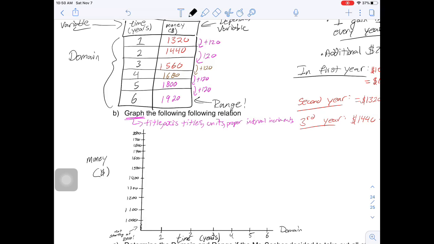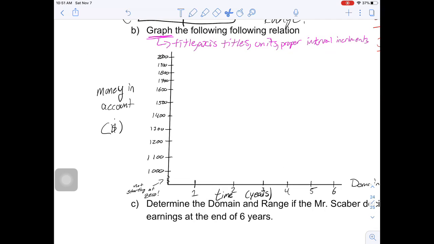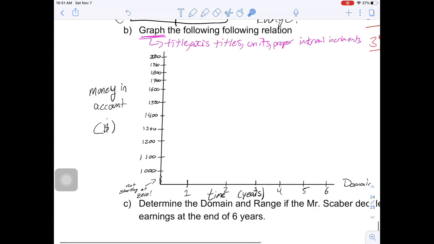Okay, so how much do I actually have? So it might be better to put money in account. That's what I'm going to represent this as. So money in account. And why did I change it? Because money's very arbitrary. Money could be anything. What does that mean? Does it mean money lost, money gained, money earned? Well, it's just money in my account.